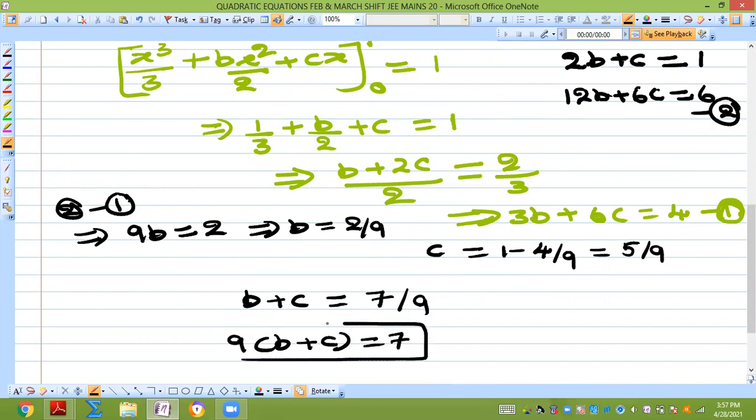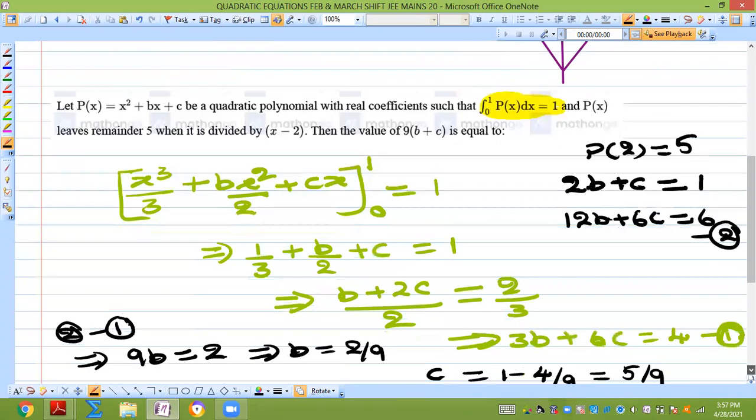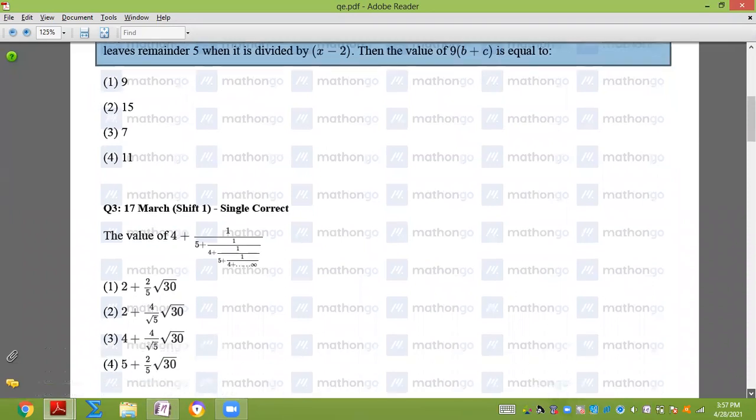The basic problem only. We just integrated, we got one relation, and using the remainder theorem, we got another relation. So that's the thing. Now, let's see the third one.